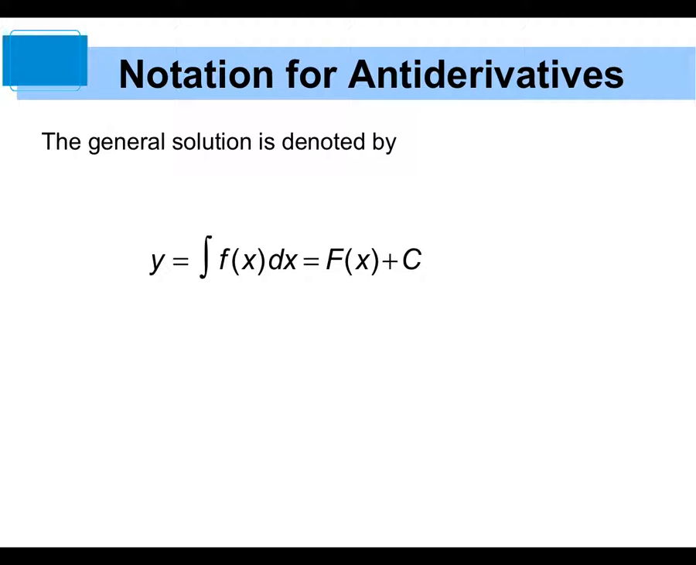Okay. I did want to point one thing out: that pesky little dx there. We'll talk about that in a second. The stuff that you're taking the antiderivative of is called the integrand. That dx is called the variable of integration. It's really, really important. I'll explain why in a second.